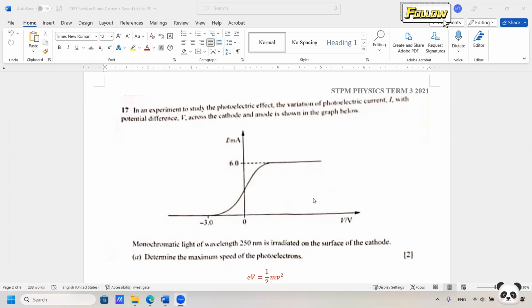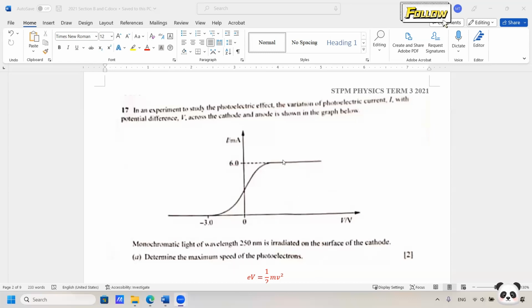Today, we'll discuss the past year 2021 question 17, which is about the photoelectric effect. In an experiment to study the photoelectric effect, the variation of the photoelectric current with the potential difference across the cathode and anode is shown in the graph. The monochromatic light of wavelength 250 nanometer is irradiated on the surface of the cathode. Determine the maximum speed of the photoelectron.